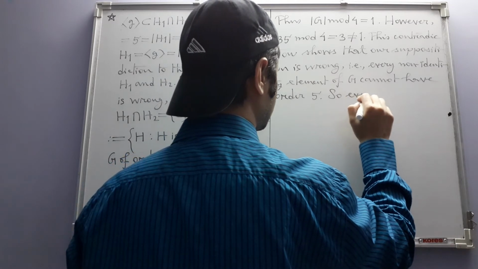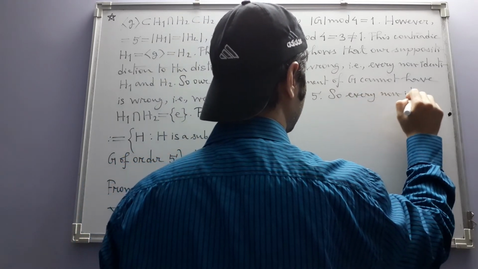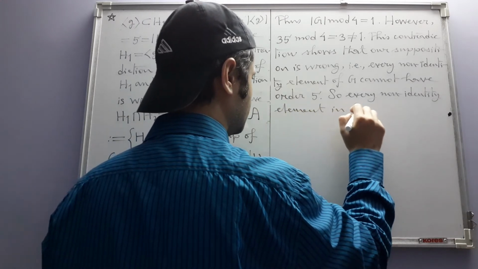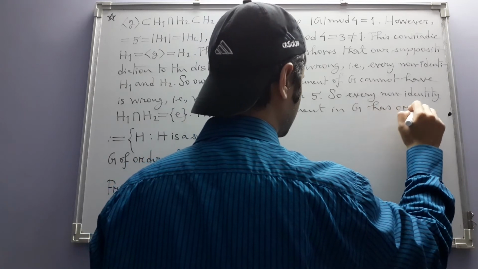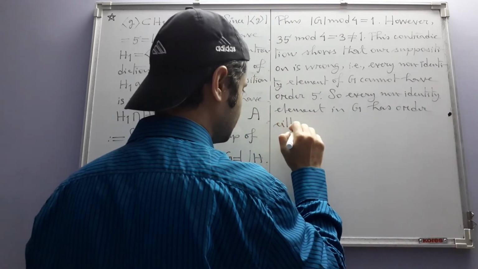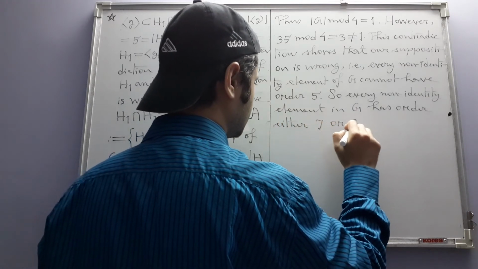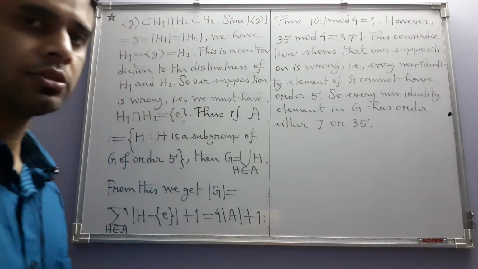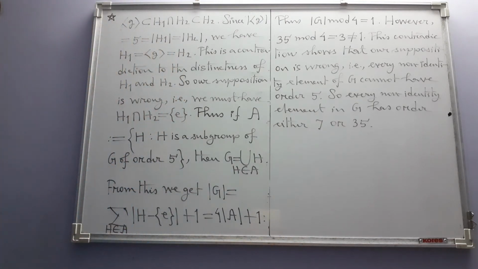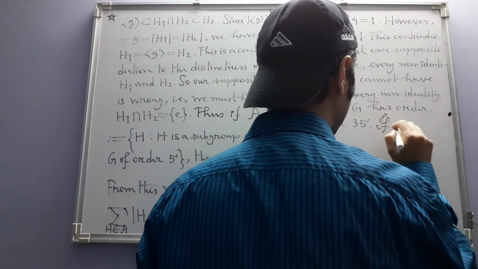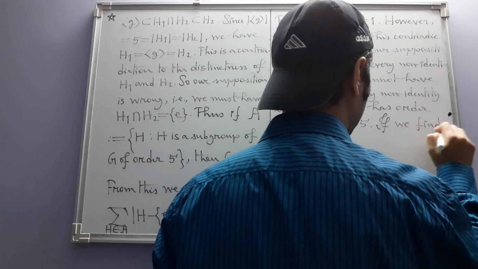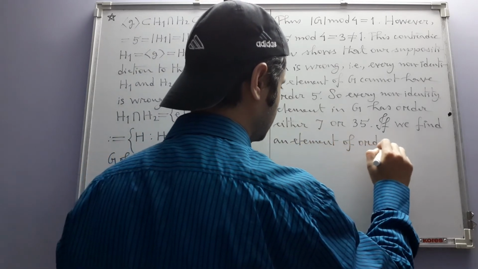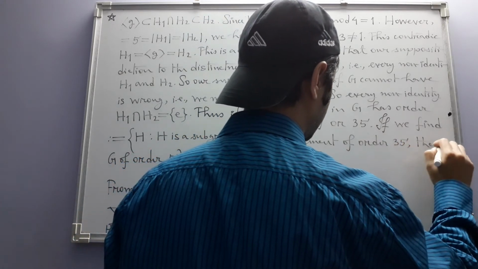So, every non-identity element in G has order either 7 or 35. If we find an element of order 35, then our job is done because it will generate the whole group, proving that the group is cyclic. If we find an element of order 35, then we are done.